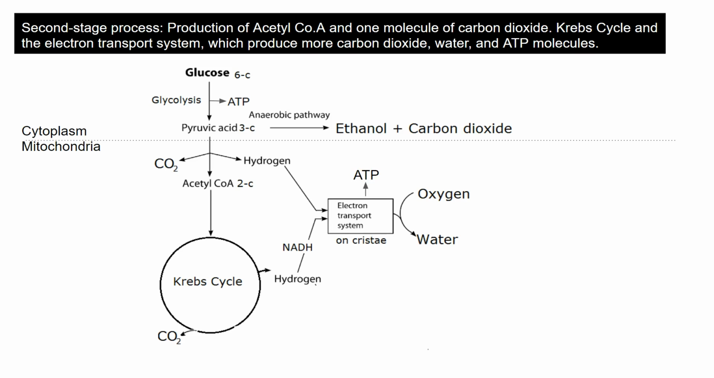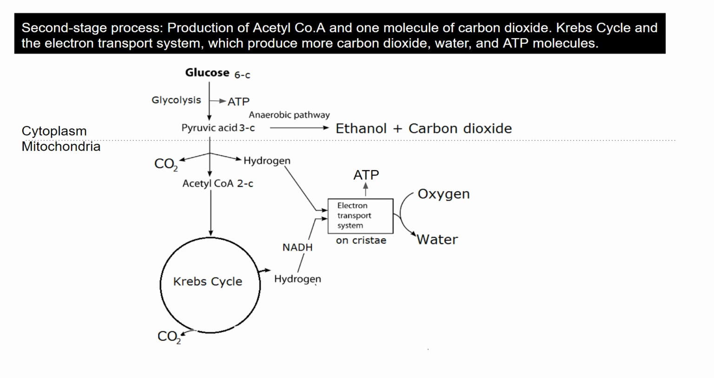Now, this is an overall summary of the process. Starting at the top, we have our glucose. The first stage, which happens in the cytoplasm, the glucose is broken down into pyruvic acid. That's called glycolysis. There's just one of the pyruvic acid molecules drawn here. There actually would be two.